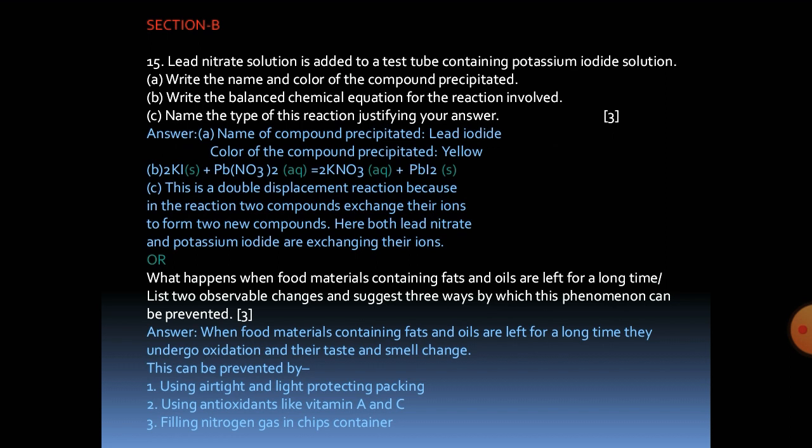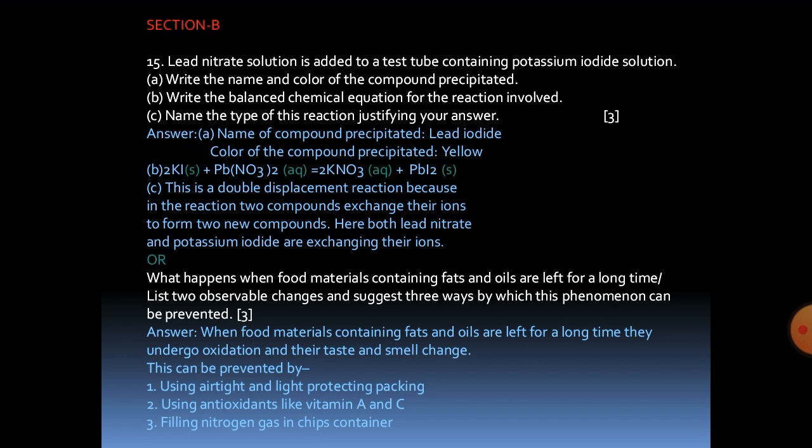Now this is section B, consisting of 3 marks questions. The first question is, lead nitrate solution is added to a test tube containing potassium iodide solution. You have to answer 3 questions. First is, write the name and the color of the compound precipitated. As you can see in the reaction written below, potassium iodide when reacts with lead nitrate, it gives potassium nitrate and lead iodide. So the compound which is precipitated is lead iodide, and the color of the compound precipitated will be yellow.